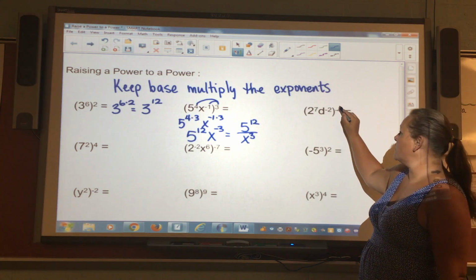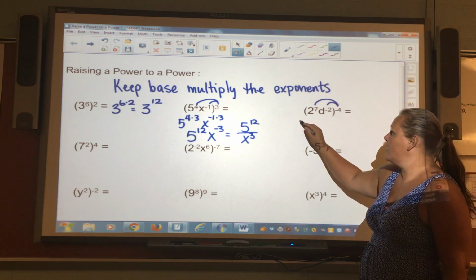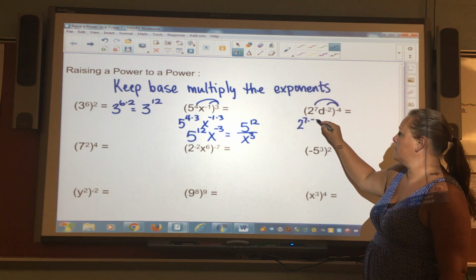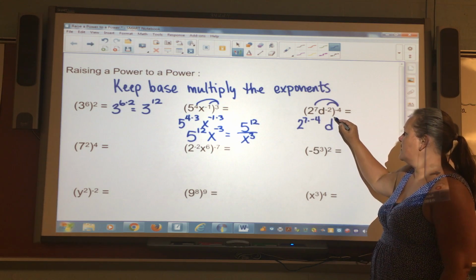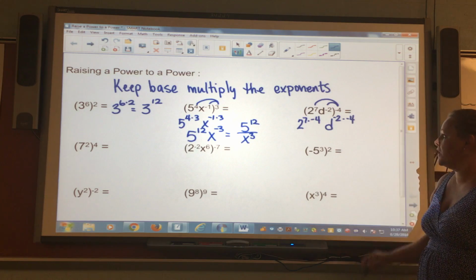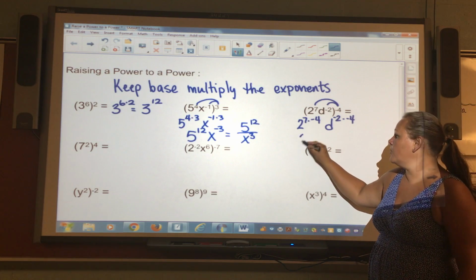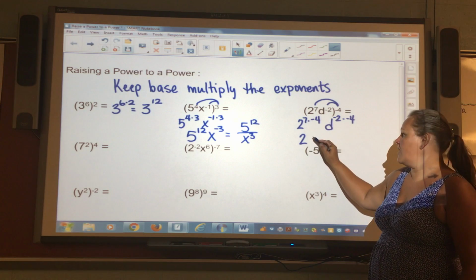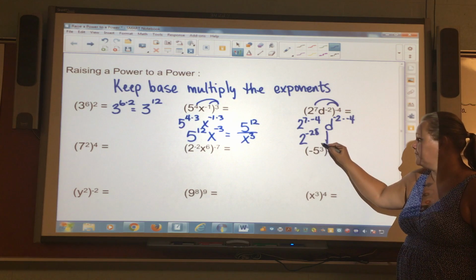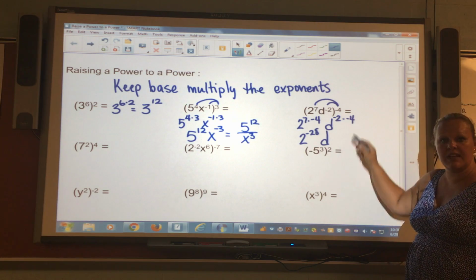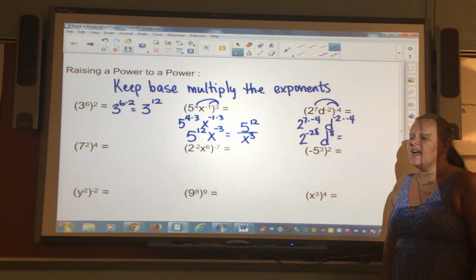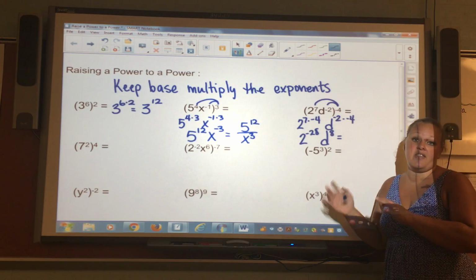All right, so in this last one, we're going to distribute the -4. So I'm going to have 2 to the 7th power times that -4, and d to the -2 times that -4. So again, we keep the base 2, and 7 times -4 is -28. We're going to keep the base d, and -2 times -4, my signs are the same, so it will be a positive 8. And again, we can simplify this.